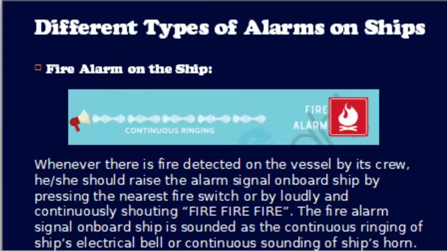So next is the fire alarm on the ship. Whenever a fire is detected on the vessel by its crew, he or she should raise the alarm signal on board ship by pressing the nearest fire switch or by loudly and continuously shouting, "Fire! Fire! Fire!" The fire alarm signal on board ship is sounded as the continuous ringing of the ship's electrical bell or continuous sounding of the ship's horn. So, when you hear a continuous ringing, it means that there is a fire on board.